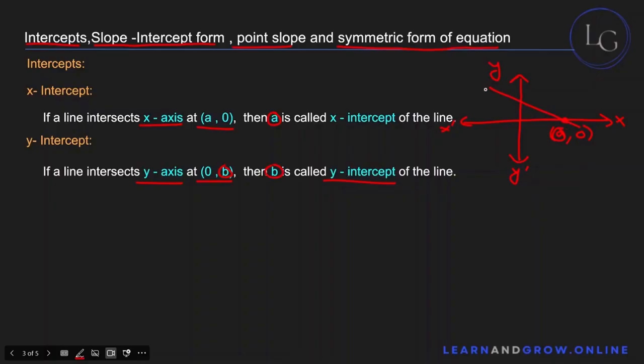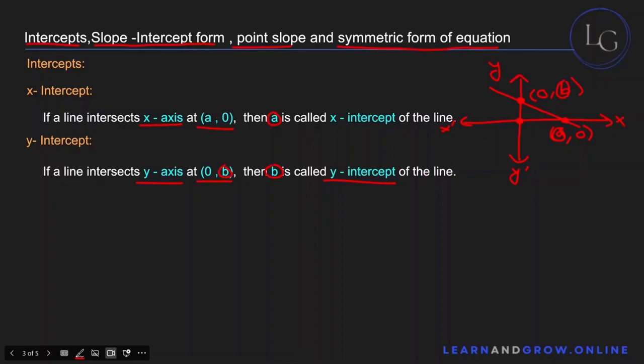And similarly, this line intersects the y-axis at this point. So it has a 0 x value, right? Because it's above the origin. So it has 0 as an x value. But it intersects the y-axis at some point. Let's call that b, right? So b will be the y-intercept of this line.